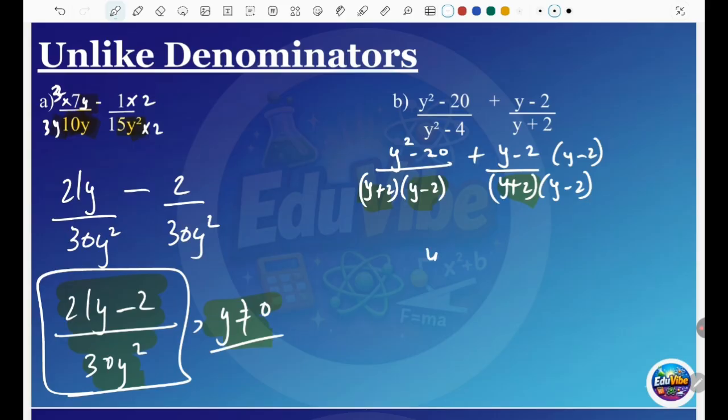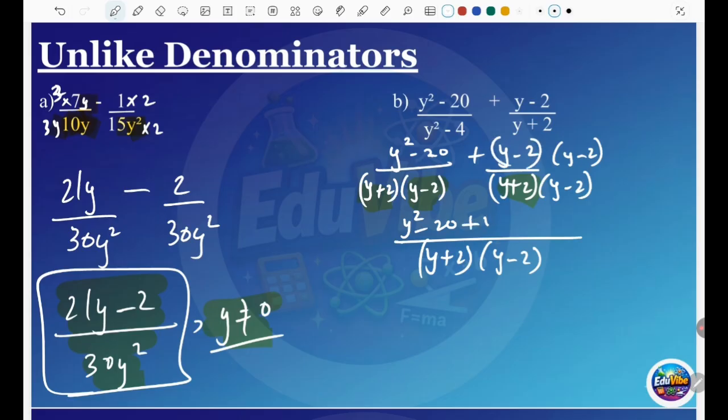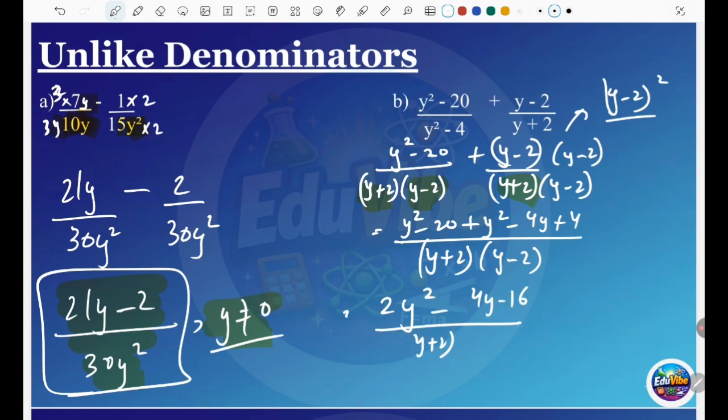So y plus 2 times y minus 2 in the denominator, plus you can do the distribution in that case. You get y square minus 4y plus 4. Or you can do y minus 2 whole square, which is a minus b whole square, a square minus 2ab plus b square. You can do it either way. Then collect the like terms and solve this. So 2y square minus 4y minus 16 divided by y plus 2 and y minus 2.